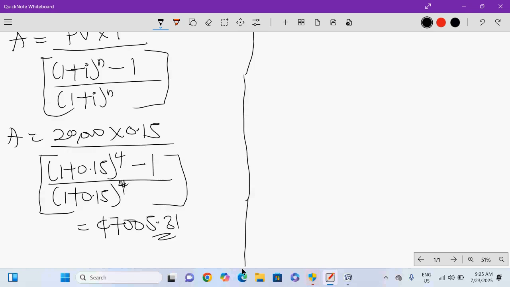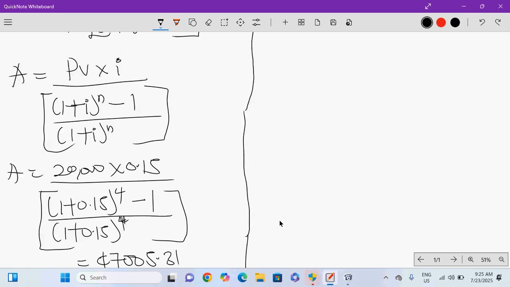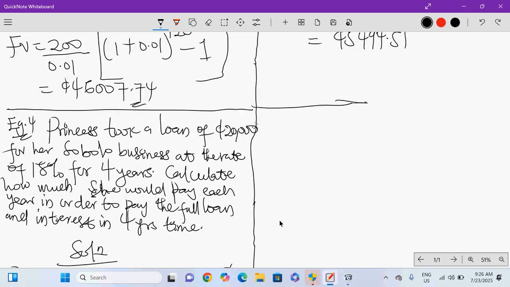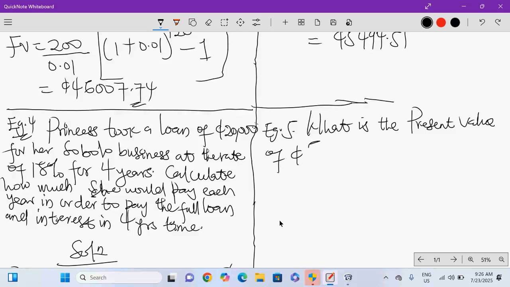Alright. Okay, so let's solve the last question, then we end here. So the last question will be example 5, which is: what is the present value of 5,000 cedis paid each year?